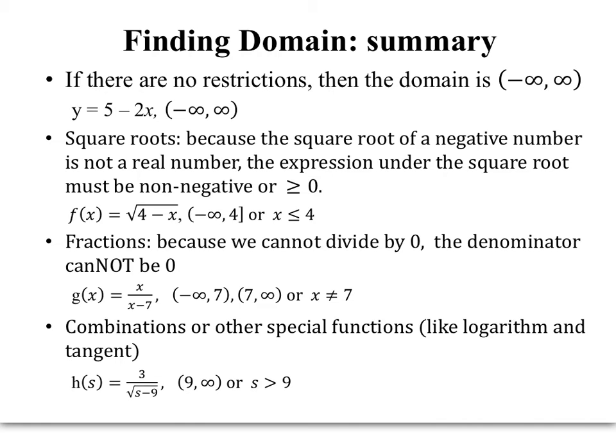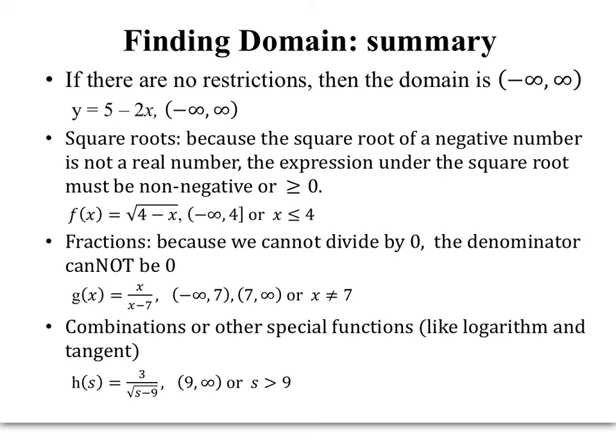To summarize all that, if there's no restrictions on your domain, then your domain is all real numbers, which we write as the interval from negative infinity to infinity. If you're dealing with square roots, then what's underneath the square root can't be negative, so it has to be bigger than or equal to 0, and you need to solve that equation. In this example, it became x had to be less than or equal to 4, so negative infinity to 4. Square brackets mean we include 4. If you need more information on interval notation, go back to chapter 0. There was a section on interval notation.